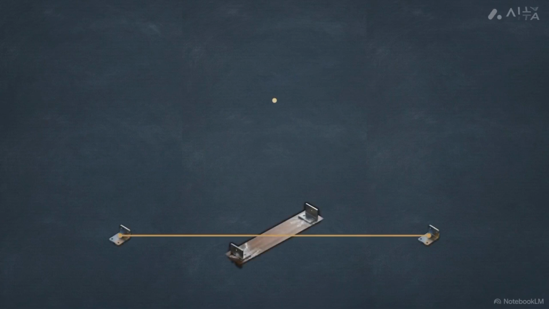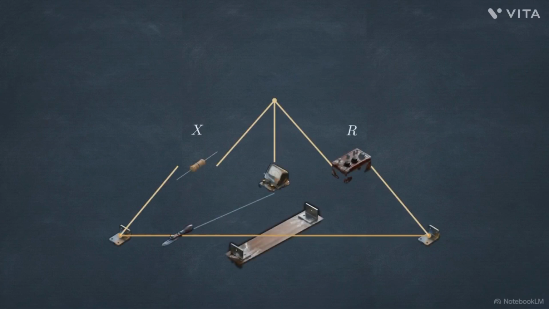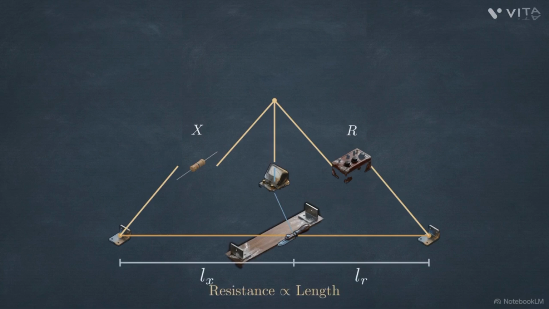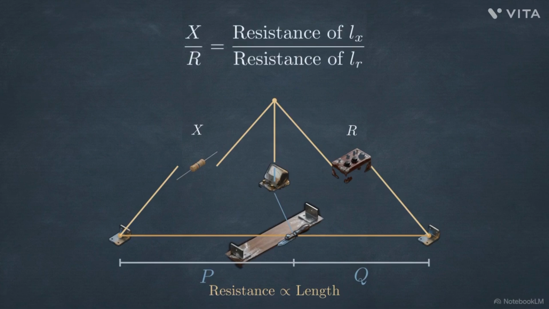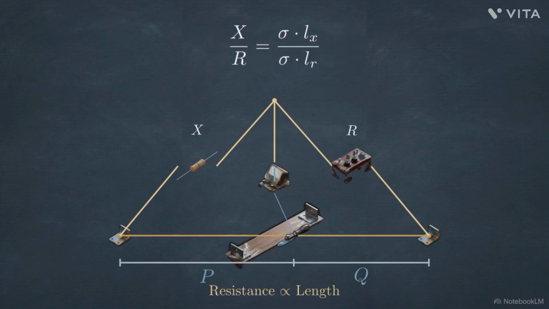The meter bridge uses a uniform 100 centimeter wire. An unknown resistance X and a known R connect via a sliding jockey. Sliding it adjusts the resistance ratio. At the null point, the galvanometer shows 0, giving lengths Lx and Lr. Resistance is proportional to length. For a uniform wire, we swap resistance values for physical lengths.